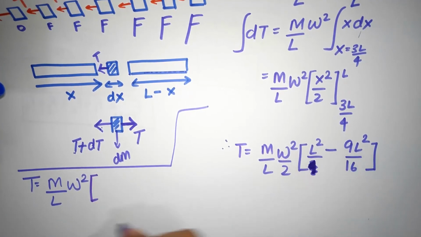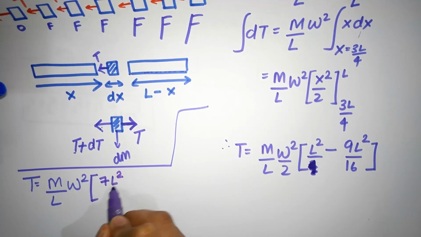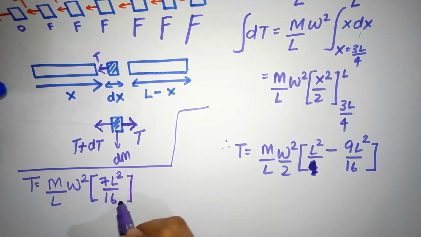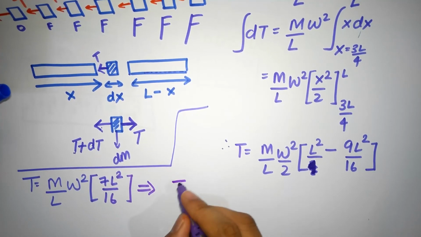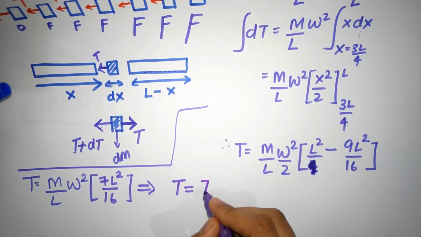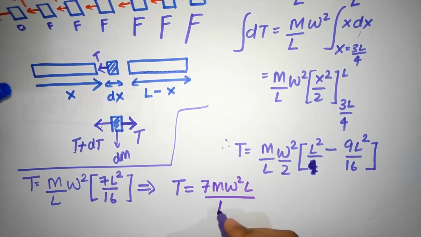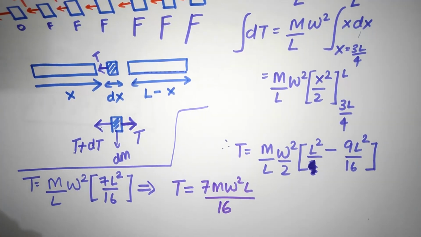So 16 minus 9 is 7. So 7 L squared divided by 16. So if you put it all together, T turns out to be, this L cancels, 7 m omega squared L divided by 16. That's what we wanted.